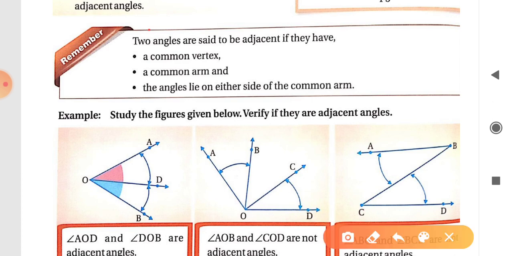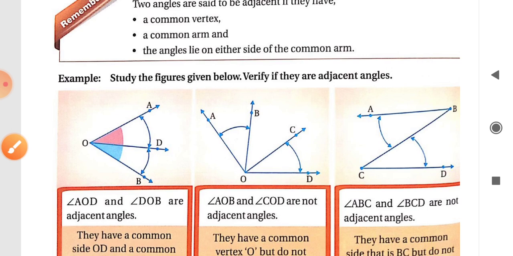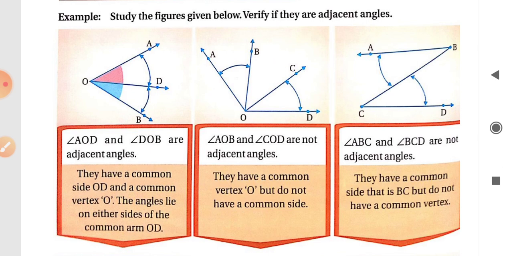These three conditions must be satisfied for two angles to be adjacent. You have to remember these three conditions: common vertex, common arm, and angles lie on either side of the common arm. Next is an example. Study the figures given below. Verify if they are adjacent angles. We have to verify whether they are adjacent or not.